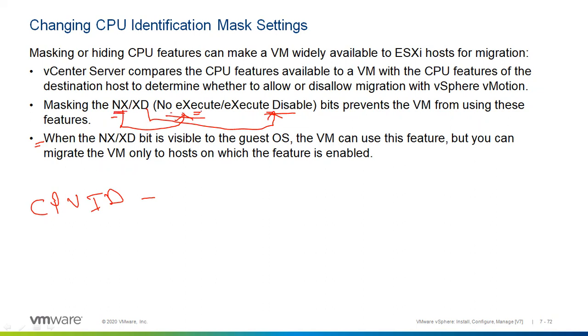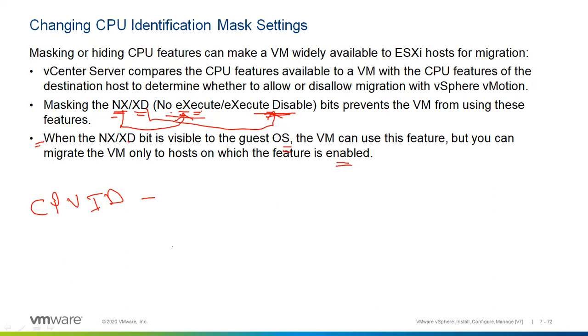So NX is the short form of no execute. XD is execute disable. End of the day the meaning is the same, but in different CPU families the feature comes under a different name. So NX means no execute, XD means execute disable. It is visible to the guest OS. A VM can use this feature, but you can migrate the VM only to a host where the feature is enabled.